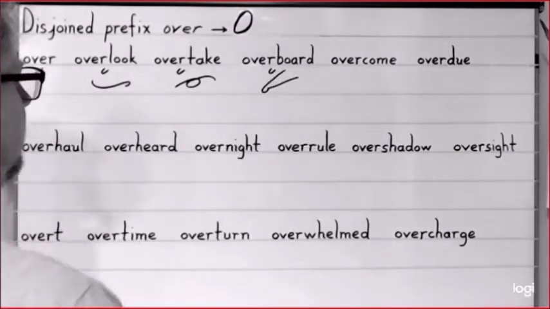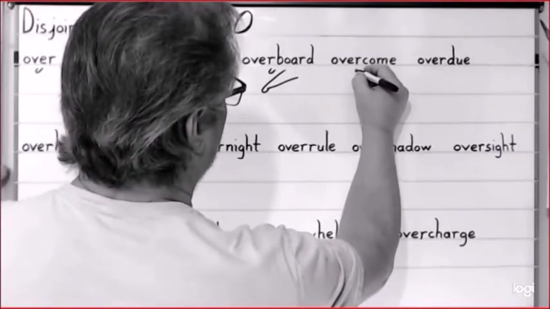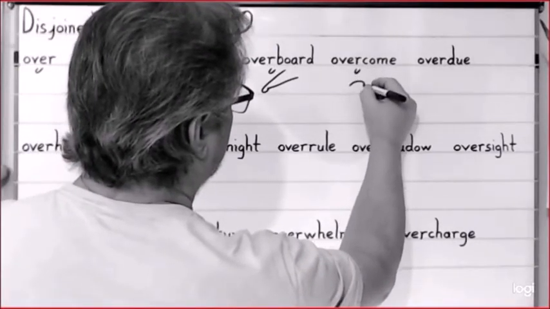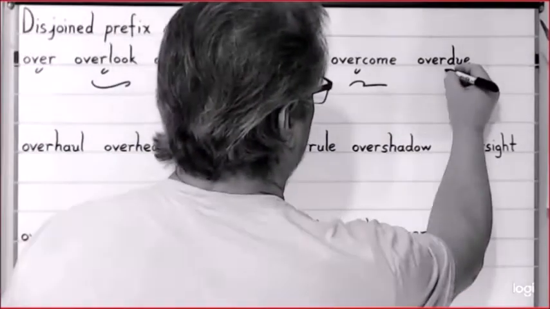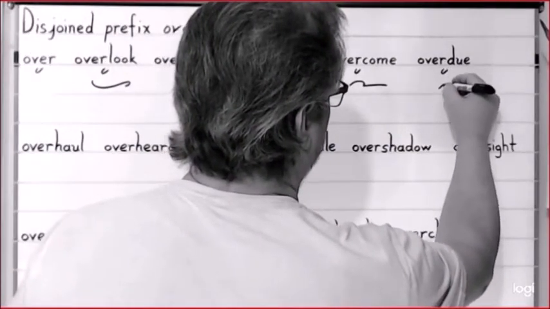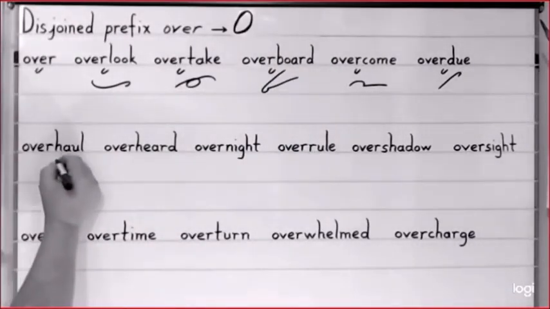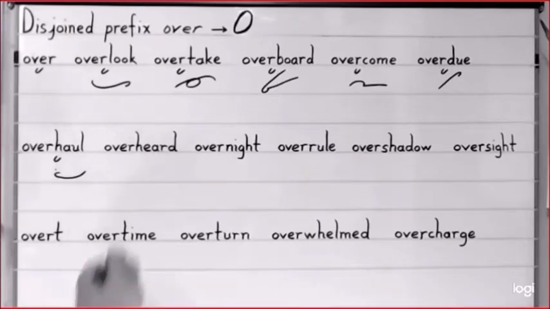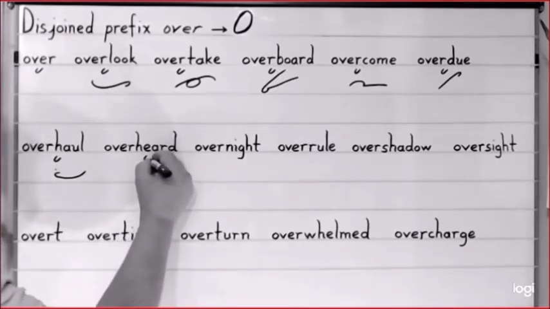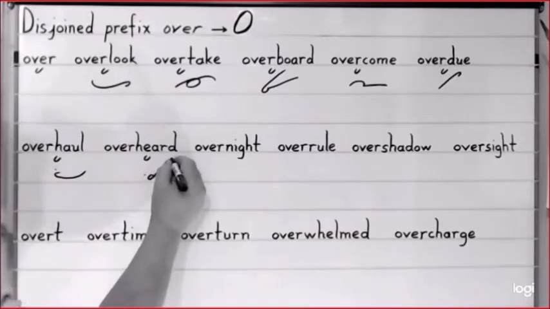The R here is understood. The word overcome is OKM. For overdue is ODU. For overhaul, it is OH, O on its side, L. Overheard is OH, reverse circle E, and a D.